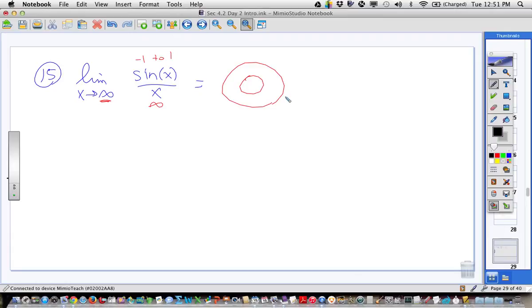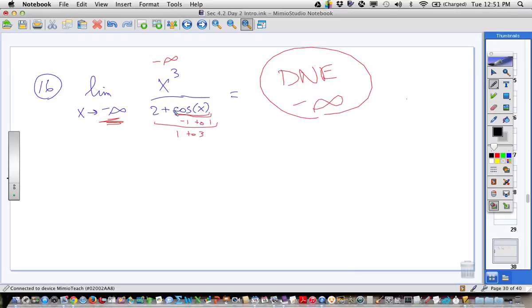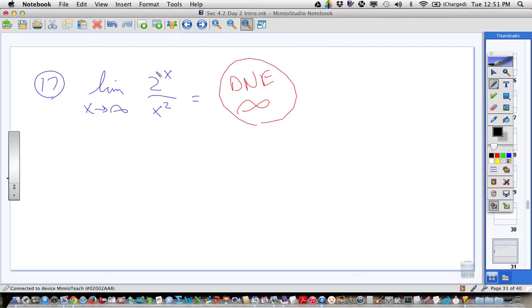All right, what about this one? Negative 1 to 1 over infinity. That doesn't fit L'Hopital's rule. Negative infinity over 1 to 3. That doesn't fit L'Hopital's rule. So we're just going to have to reason our way through that one. 17 was infinity over infinity. Okay, so this one would work.